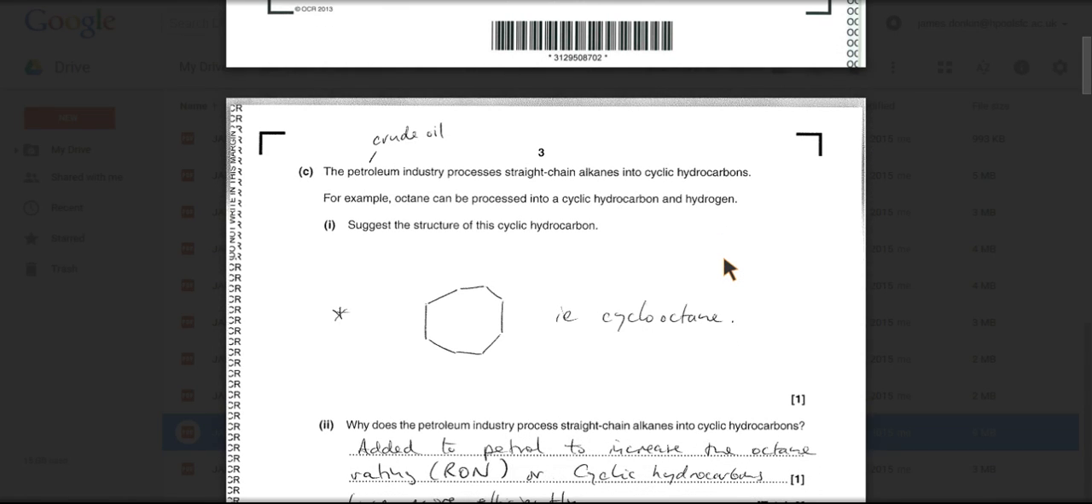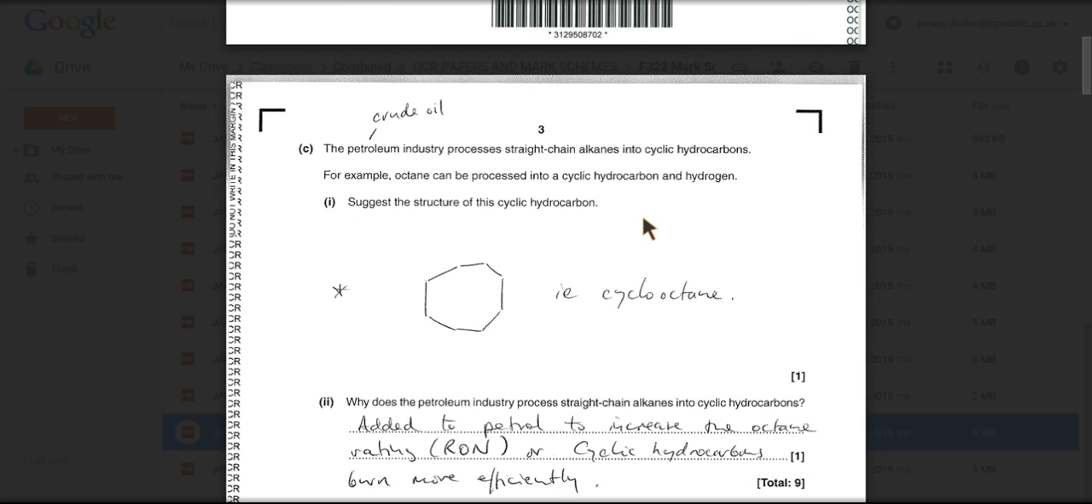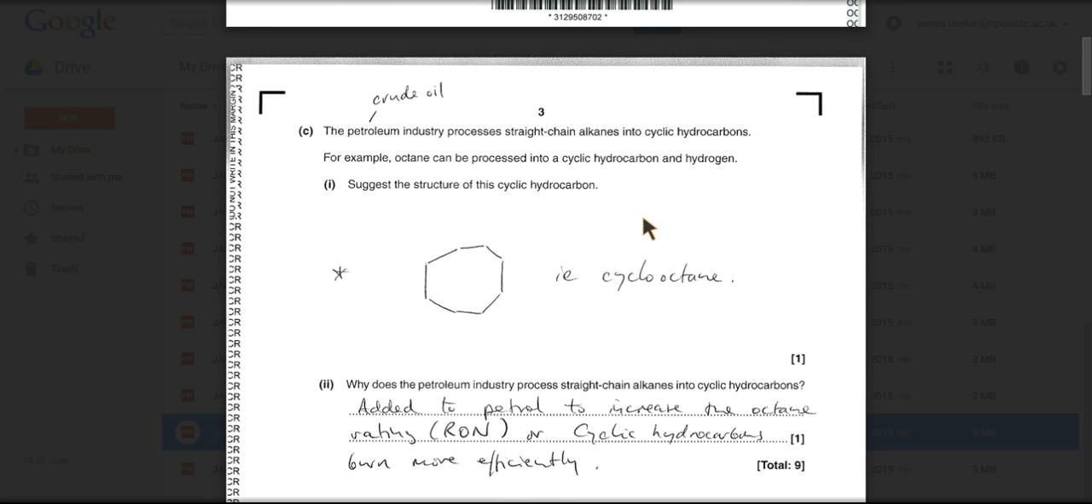The petroleum industry, so that's all about the manufacture, the processing of crude oil, processes straight chain alkanes into cyclic hydrocarbons. For example, octane can be processed into a cyclic hydrocarbon and hydrogen, suggest a structure. Again, lots of possible answers here. I've got some extra ones down at the bottom there. I've just gone for the obvious one.